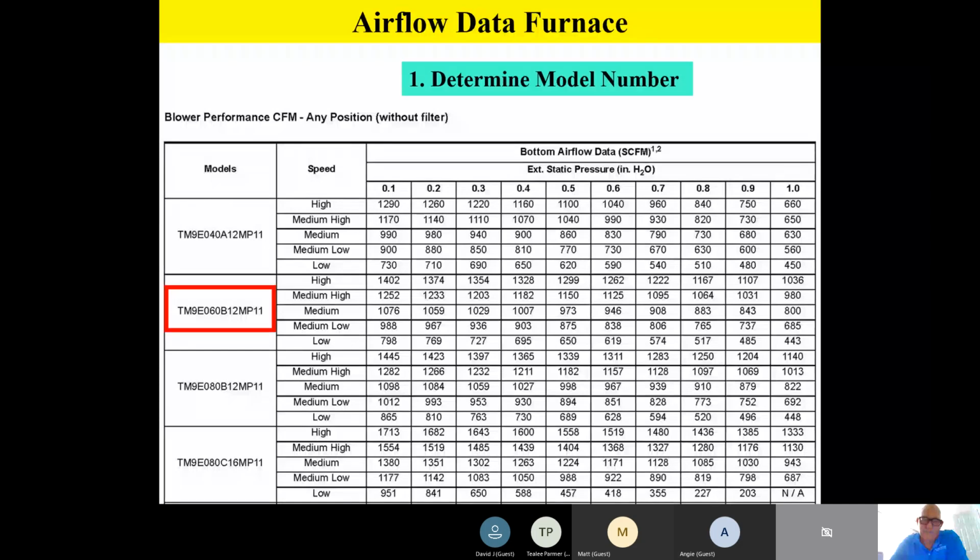On the left-hand side, you're going to find the model number of the product that you're looking at. So if it's a furnace, you're going to find this furnace model number. That's step number one: find out what furnace you're looking at. Then you're going to determine what speed tap the motor's on. You're going to take a look at the motor and determine what speed tap it's on. You're then going to measure your supply and your return static pressure and add them up. In our case here, we have 0.5 inches of water column static pressure. That's our total static.